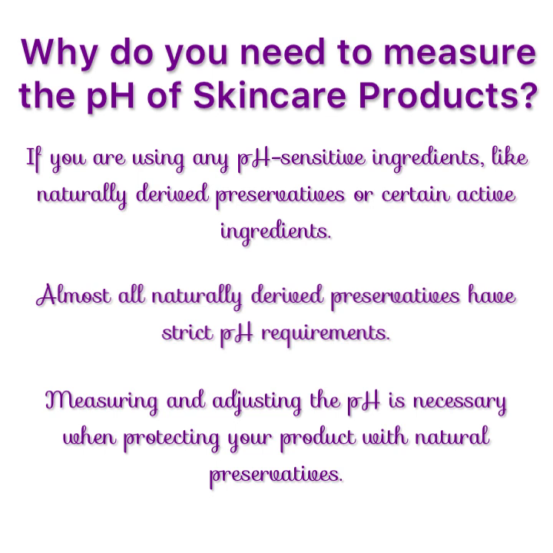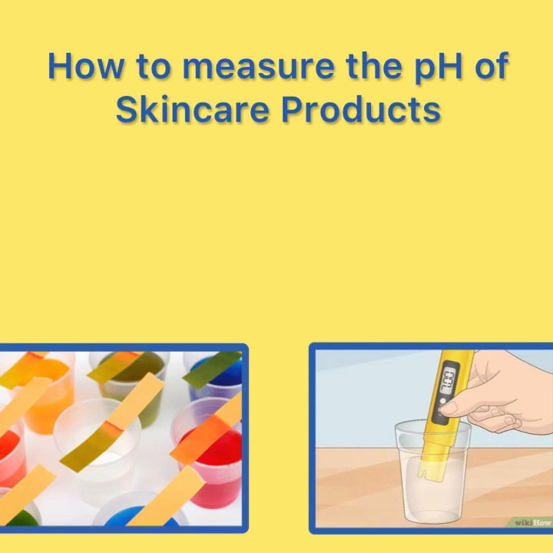Niacinamide is most stable at pH 6. If you're making a product with niacinamide, it has to be at pH 6. Always check with your supplier of active ingredients what pH levels are needed for each specific ingredient you're getting from them. How do you measure the pH of skincare products?